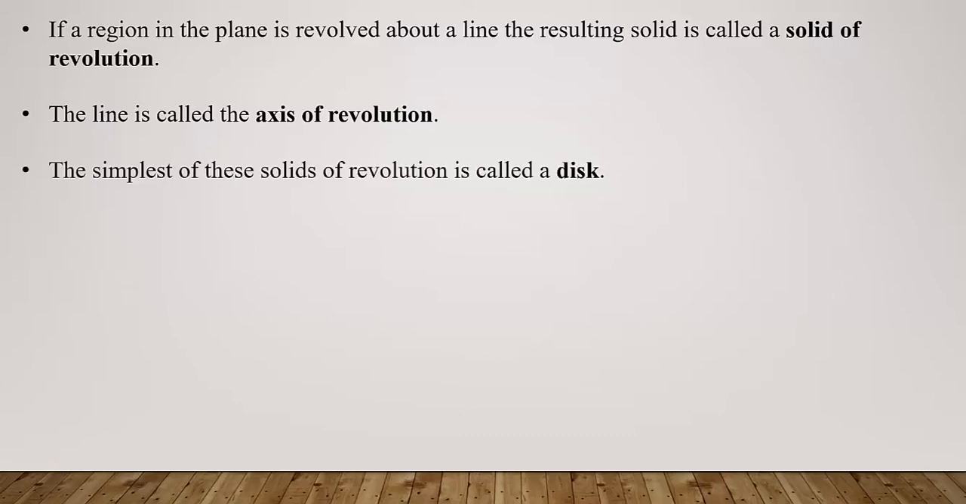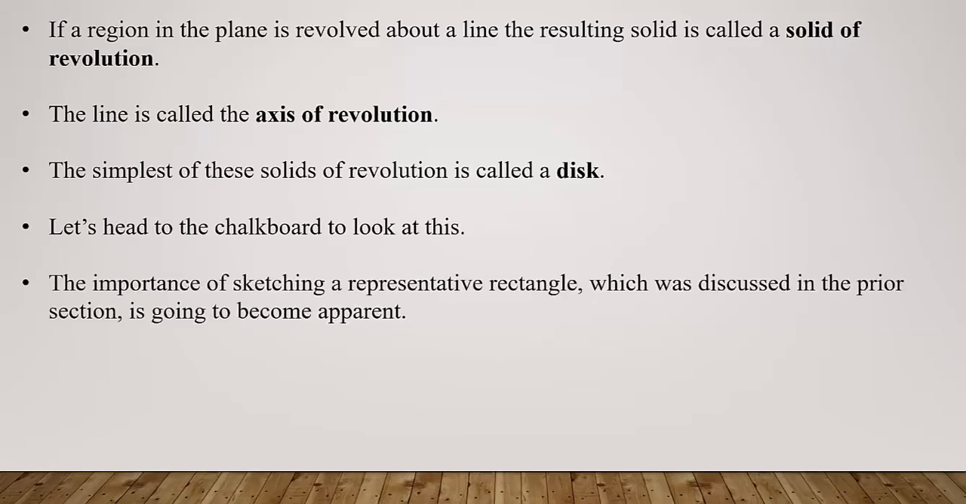Now, the simplest of these solids of revolution is called a disk. At this time, I'm going to head off to the chalkboard and we're going to analyze what a disk would look like. You can kind of think it looks like a quarter or a nickel. The importance of sketching a representative rectangle, which we discussed in the prior section, is going to become apparent when analyzing the disk method and the washer method, as well as the next section when we look at the shell method. So let's head off to the chalkboard and analyze the simplest of these, which is called a disk.